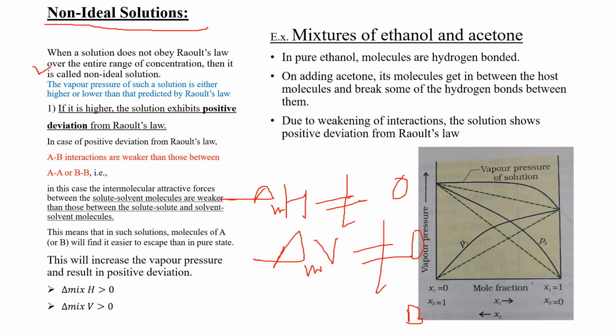As the partial pressure of component A is not equal to the value given by its mole fraction according to Raoult's law. According to Raoult's law, it should be equal, but a non-ideal solution does not obey Raoult's law. So for non-ideal solutions, the partial pressure of component A is not equal to that value. What does this mean? This means that the partial pressure is either greater or less than that value.